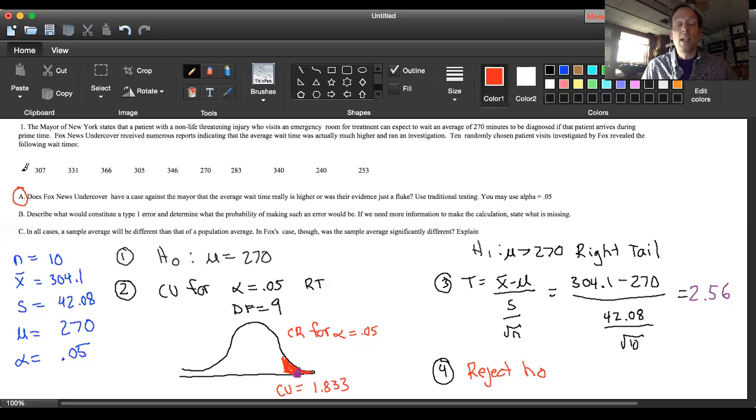The chance of making a type 1 error would have been equal to alpha, which is 0.05. So that will take care of part B.